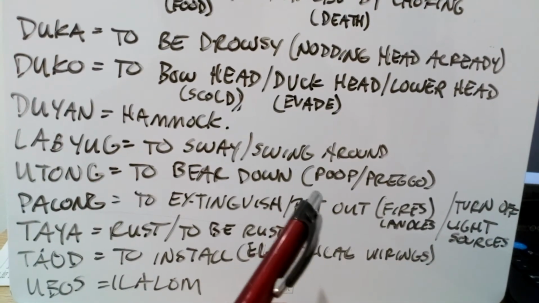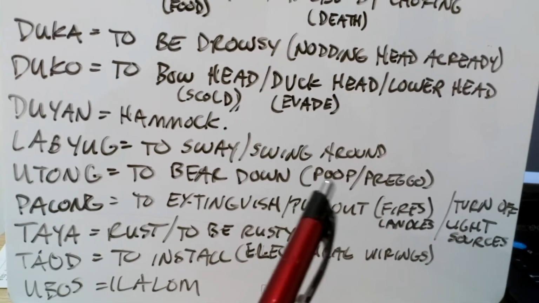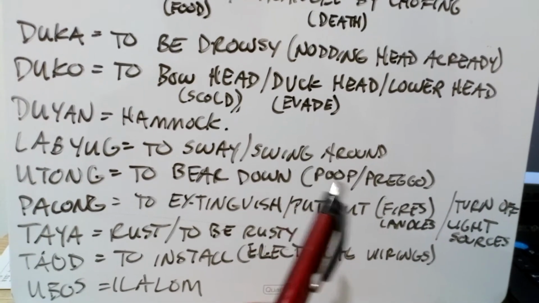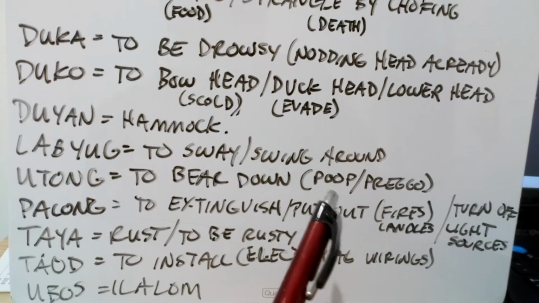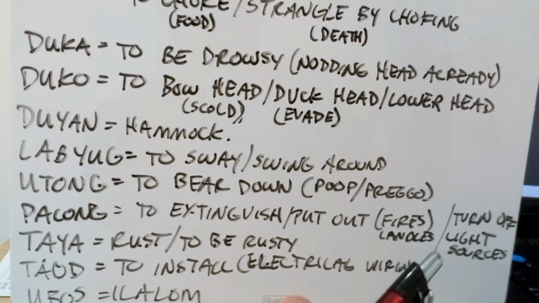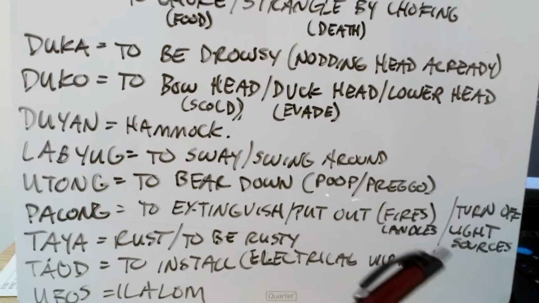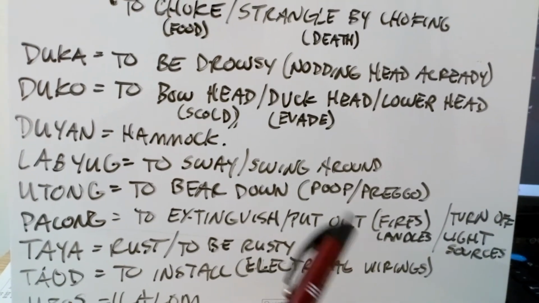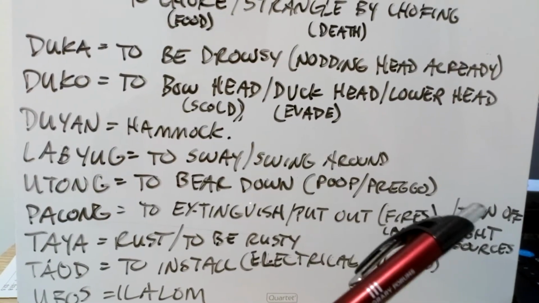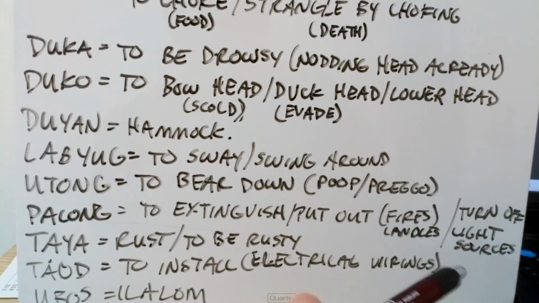Utong means to bear down. So in this example, we can say, oh, you're trying to poo, right? You're trying to force that poo, or you're trying to defecate, and you're forcing that crap to go down. You're forcing it out of your butt. You're bearing down, right? Like you're holding your breath, and then you're pushing down on your butt to try to poop.